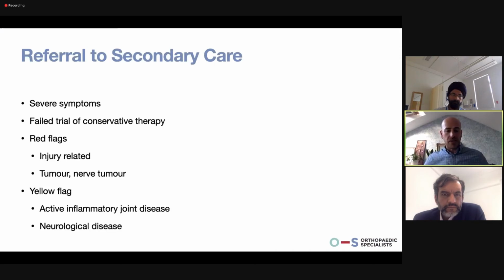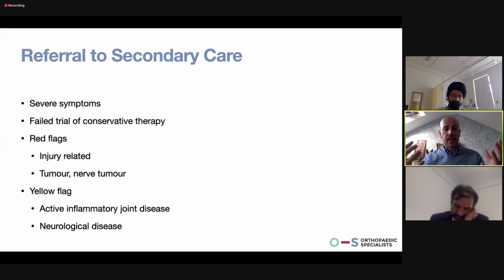So then referral to secondary care. We would anticipate referral of patients with severe symptoms. And in my mind, patients with severe symptoms, I try and manage them as urgently as possible to give that nerve the best environment for healing. With a failed trial of conservative therapy, we would also anticipate a referral.